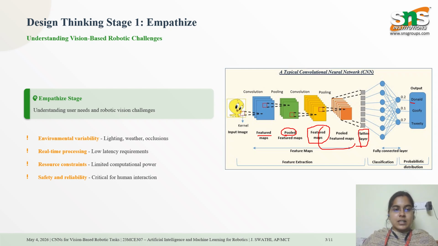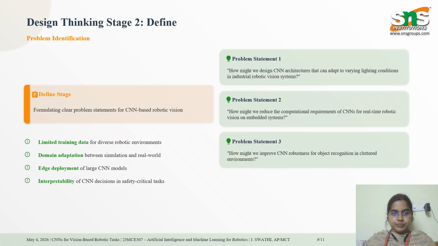So we have to understand the user needs and the robot vision challenges. We have to look at environmental visibility, real-time processing, resource constraints, and safety and reliability.